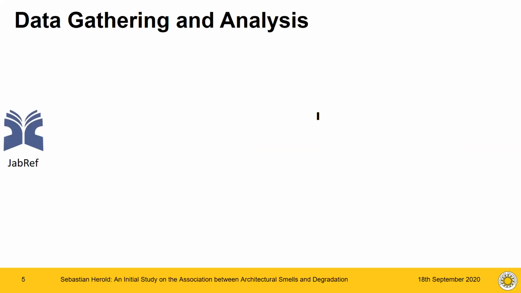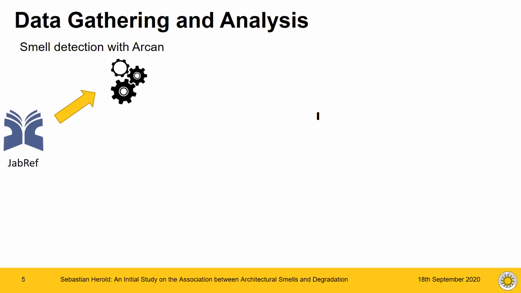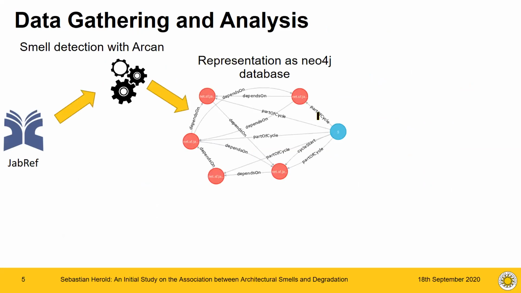What we did then was to take JabRef and to feed it to Arcan, which is a smell detection tool developed at the University of Milano. Arcan has a nice feature, and that is it converts the results into a Neo4j graph database. This means the identified smells and the dependencies between classes are formalized as a graph.